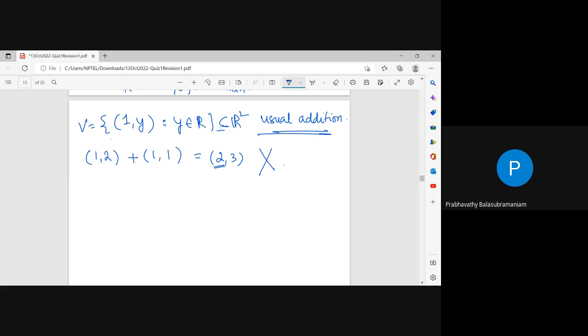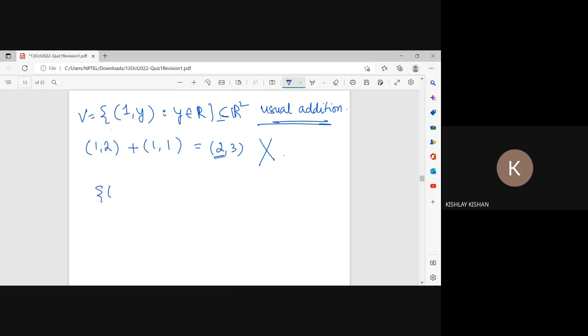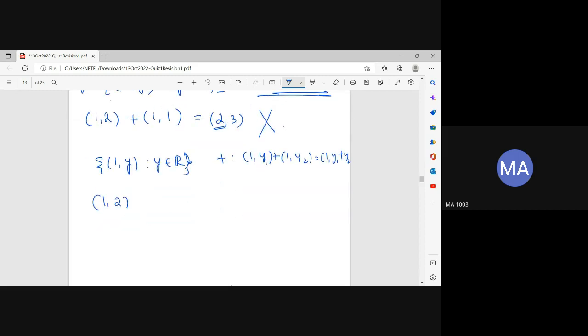Yeah. Okay. If a condition is given like 1 comma x is addition, then only we can say it is a vector space. So now I define addition as 1 comma y1 plus 1 comma y2 is equal to 1 comma y1 plus y2. Now I cannot say that 1 comma 2 plus 1 comma 1 is equal to 1 comma 3, and that 1 comma 3 belongs to the set, so it is closed under addition.